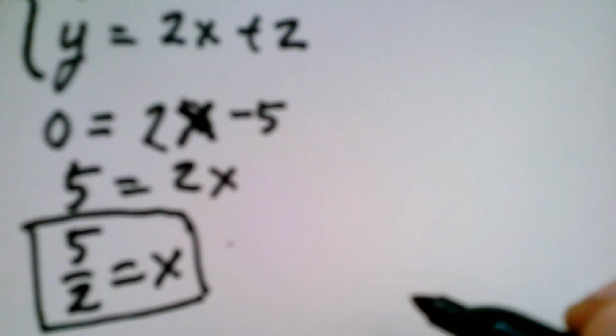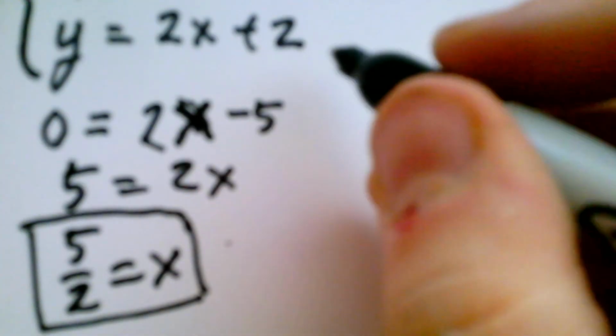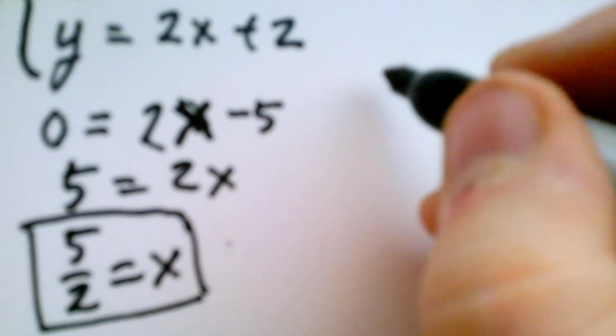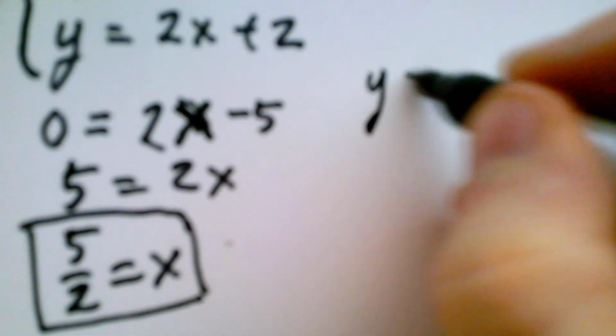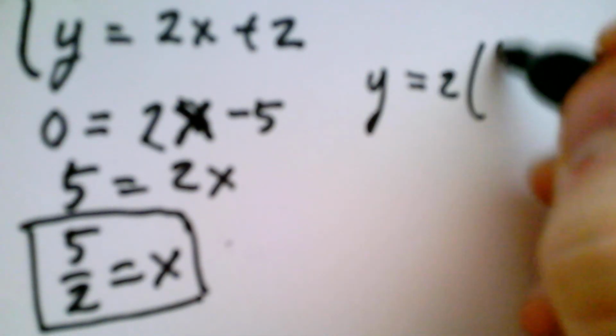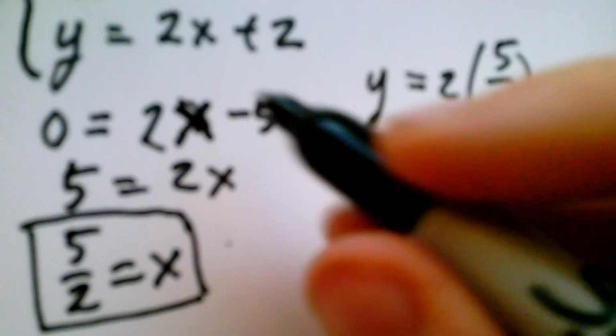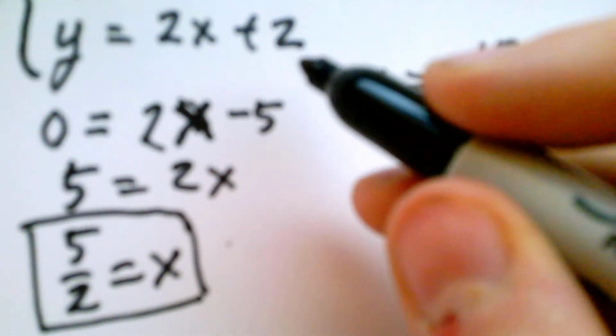And from here, I'm going to plug this into this equation. I could plug it into either, but I'm choosing this one. So I get y equals 2 times 5 halves, because that's our x value. We have 2 times x plus 2.